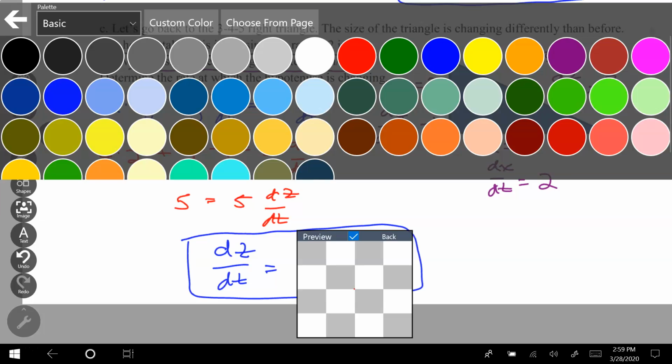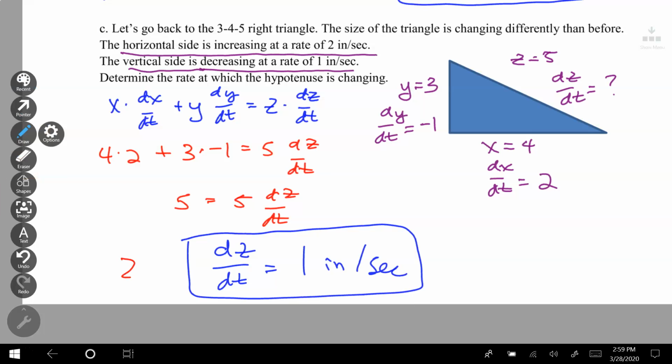And if you want to work with the primes instead of the dz over dt, you can call z prime equals. So in this case, even though one side is increasing and the other side is decreasing, the hypotenuse will change in the positive direction of 1 inch per second.